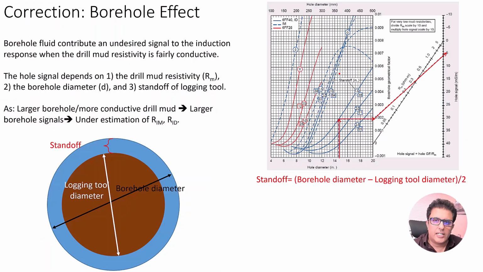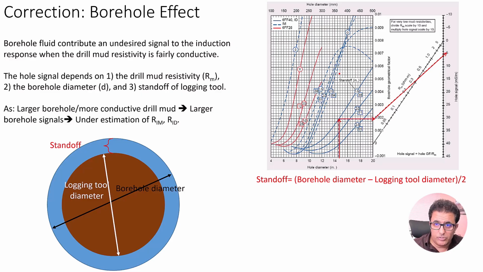One of the corrections that we may have to apply is borehole effect. And what is that? In the case that the drill mud is not conductive, it means that the drill mud is made from purely fresh water. In that case, we don't need to apply this correction. But in the case that the drill mud has a little bit of conductivity, for example, there are some small fractional minerals in the fresh water, and for that reason, the fresh water is conductive. So in that case, we may apply this correction.